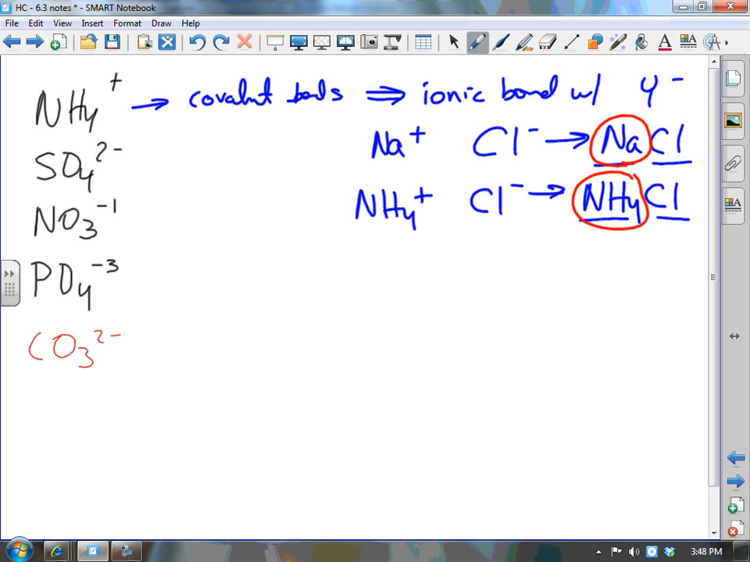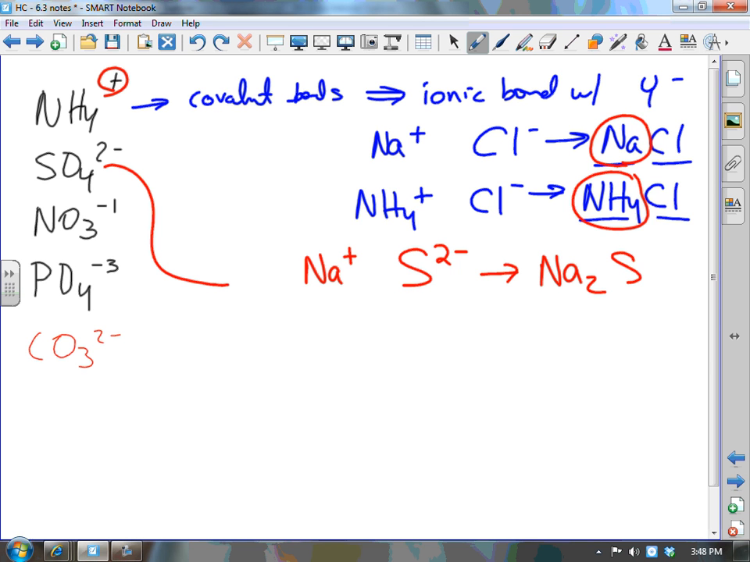The other thing, where did the extra electron go in NH4 when we drew its structure in section 2? It went to a chlorine atom that wanted that extra electron to become negative, and therefore be stable. Now we look at SO4 2 minus. Let's say we bonded sodium, which is a +1 charge, with sulfur, which is a 2 minus, same as oxygen. What's going to happen here? It's going to take 2 sodiums to bond with that 1 sulfur.